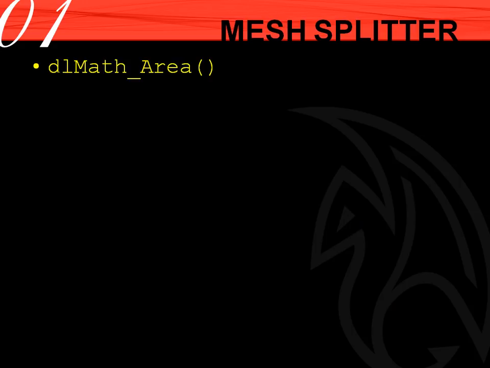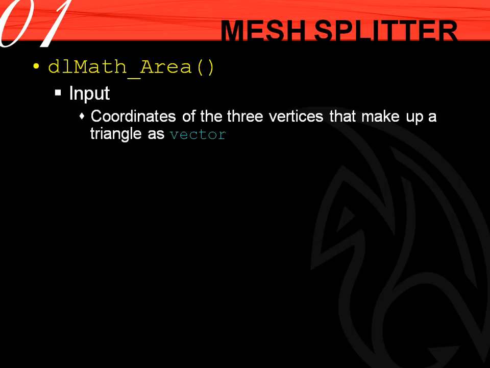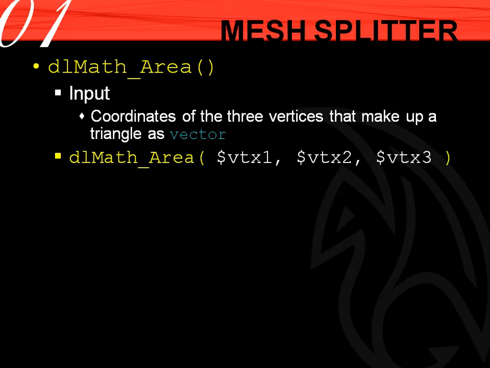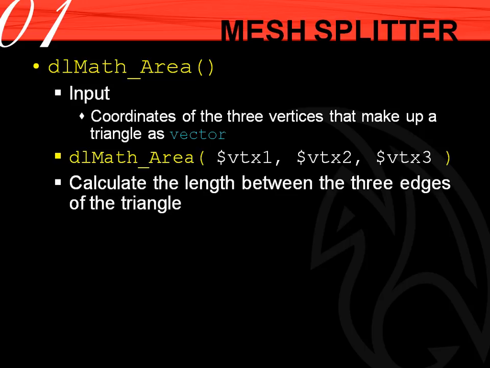So continuing on with the mesh splitter now, because we're creating our own command in our math library, dlmath_area, this is going to be to calculate the area of a triangle. So our input is going to be the coordinates of the 3 vertices that make up a triangle as a vector. So we want to have the coordinates of those vertices so that we can figure out the lengths of those edges. So essentially here's an example. We would give it vertex 1, vertex 2, vertex 3 and pass that to the dlmath_area procedure.